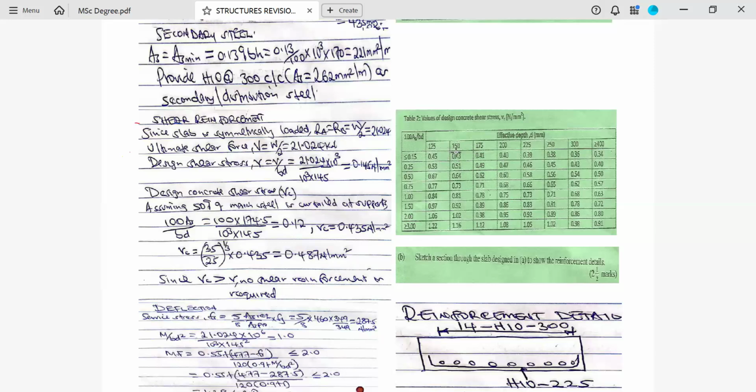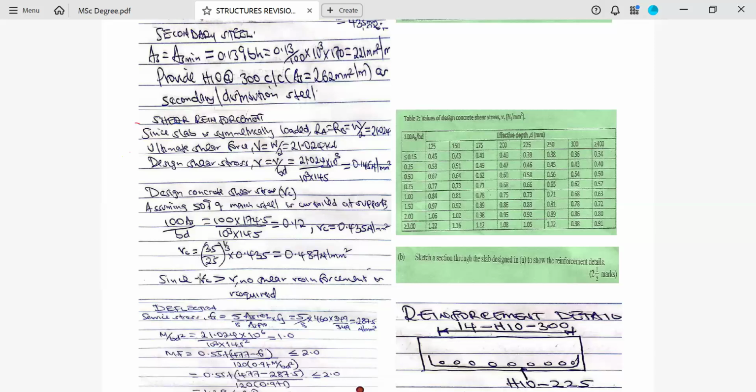For example, if you look at this, you find d of 150 is 0.43, and effective depth of 125 is 0.45. This means that when the effective depth reduces, the value of vc increases. That's why at 150 is 0.43, at 125 is 0.45. And because 145 is so close to 150, I just adopted a value of 0.435 just to add 0.005 to this 150 to make it that way. But now since it is 35, we take 35 over 25, all that to the power of one third times 0.435, we get 0.487.